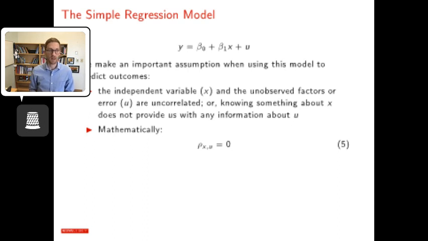Now, you might think to yourself, that's a pretty strong assumption, right? Is there something about me that influences my high school GPA that might also influence my college GPA that may not be captured in this model? And that would be contained in that U. So if those two things are correlated, then we would violate this assumption. But for now, the simple regression model, for it to work, makes this important assumption that knowing something about my independent variable x doesn't tell me anything about all the other things that relate to y.